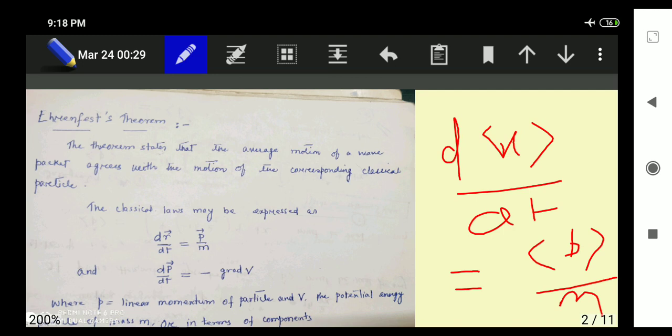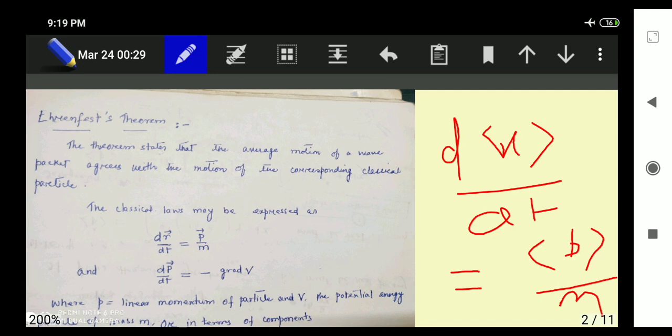So the differentiation of that will give me the expectation value of P by M. Similarly, the second one is dp dt will be minus del V. dp dt means you can say Newton's second law: force is the rate of change of momentum, and we know that force is equal to minus the gradient of V, where V is the potential energy. So this is also possible in classical mechanics, but we'll show that here, in the Ehrenfest consideration, this is also possible.